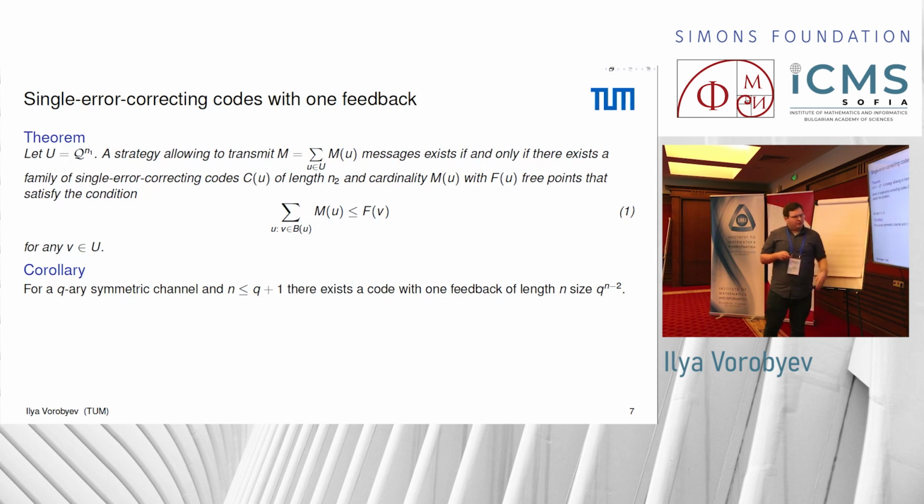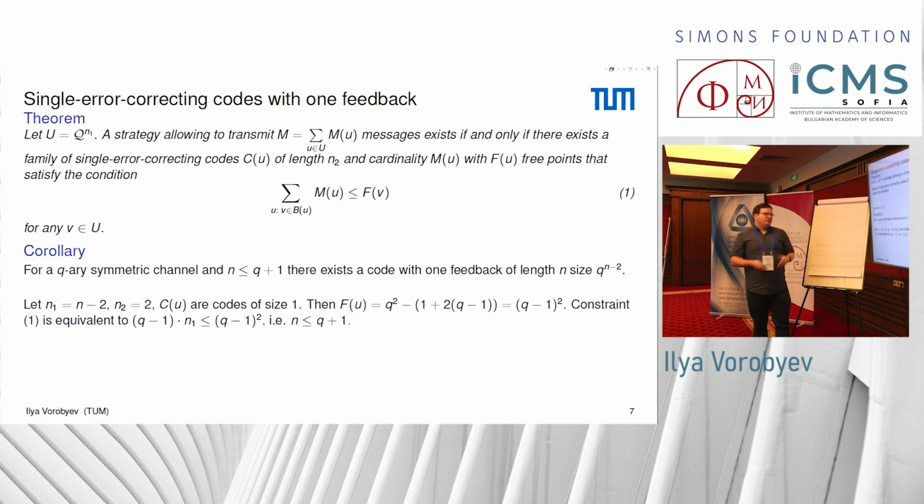Q can be arbitrary. To prove it with this theorem, we just take n1 equal to n minus 2, and n2 equals 2, and as a code C of u, we just take a code with one code word, let's say the zero code word. Then we can compute the number of free points and verify this constraint. So the theorem can be applied, and so we have this code. It's just for one error, and I will talk a little bit later about the generalization for the case of two and more errors.